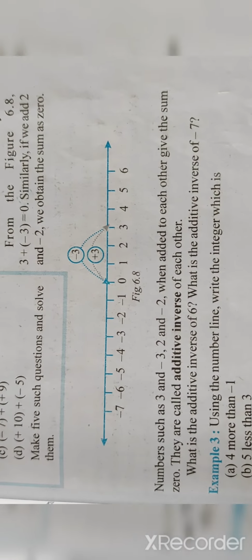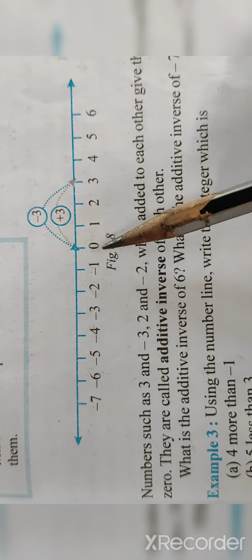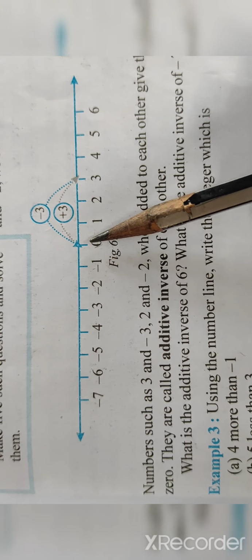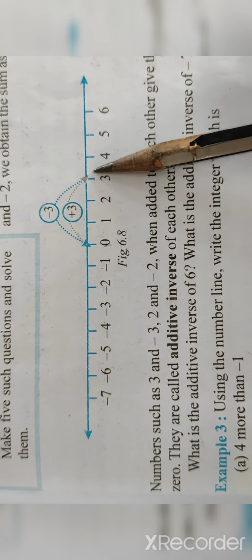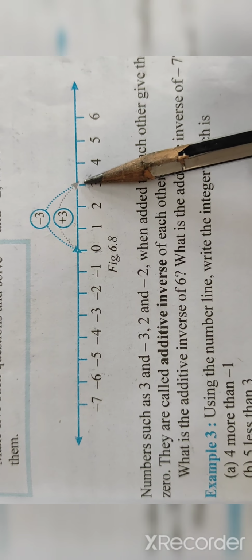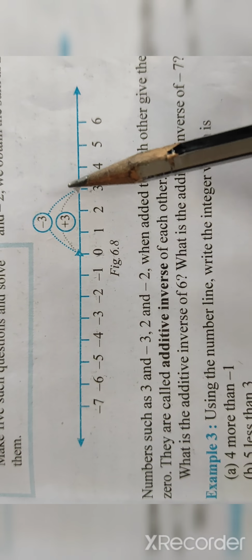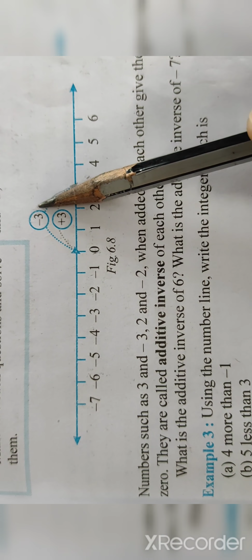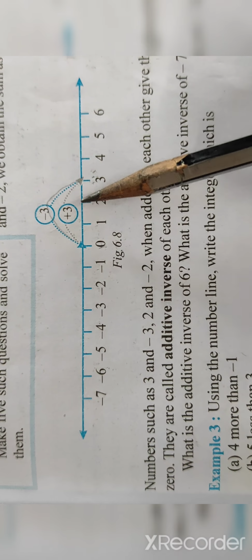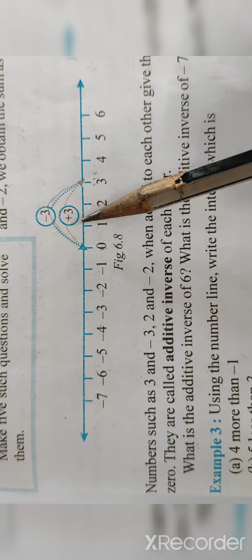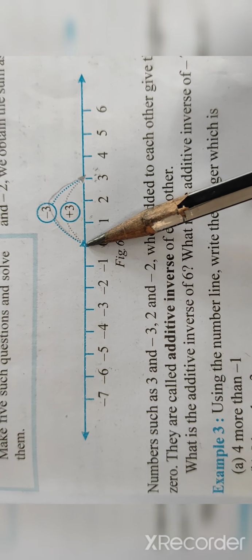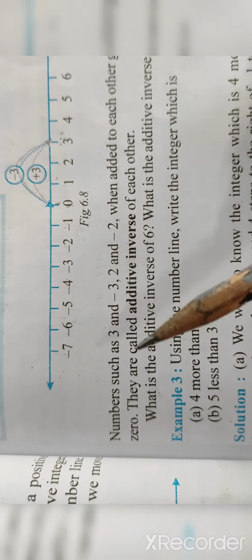See here, 3 plus minus 3. So we will move right side of 0. So 3 is here, 1, 2, 3. Now minus 3, that means we will change the direction and go left side of 3. So 1, 2, 3. So result will be 0.